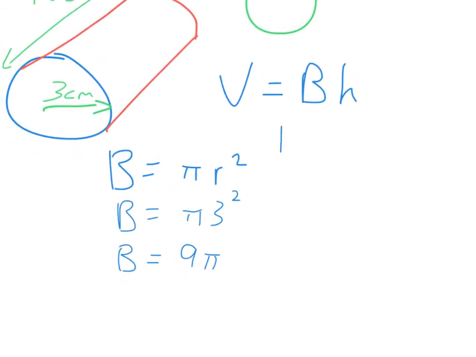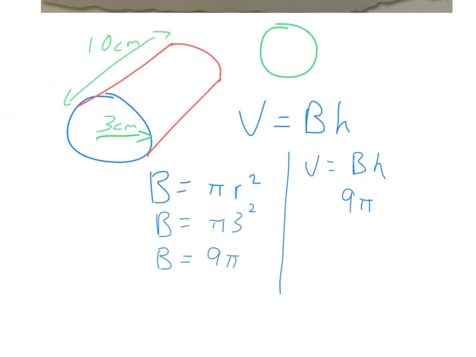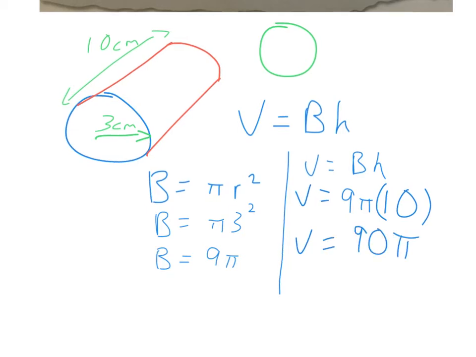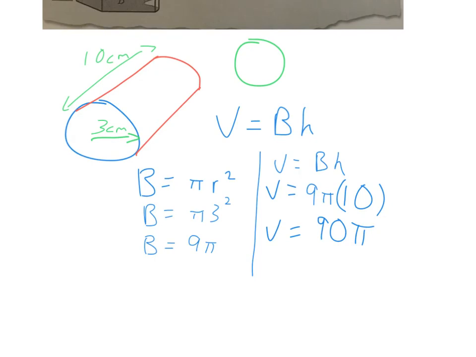Now we can go back to the formula for the volume of the whole prism. And what we need to do is multiply the cross-sectional area, which we said is 9 pi, times the height, which we know from the diagram is 10 centimeters. This will give us a total volume of 90 pi, and since volume is measured in cubed units, we're going to say centimeters cubed.